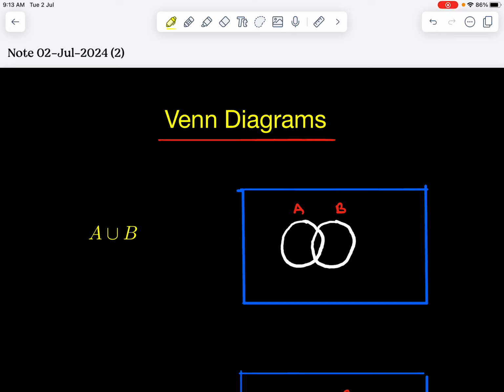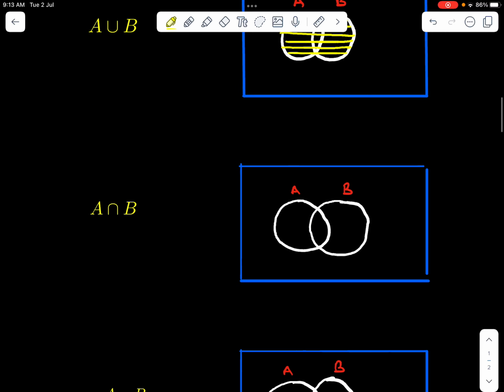Okay. First of all, A union B. This is A, this is B. A union B. A intersection B.